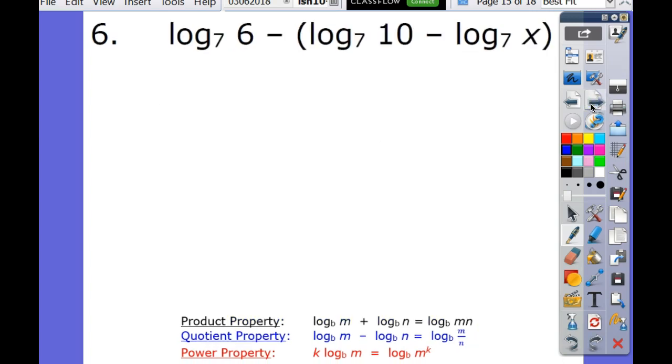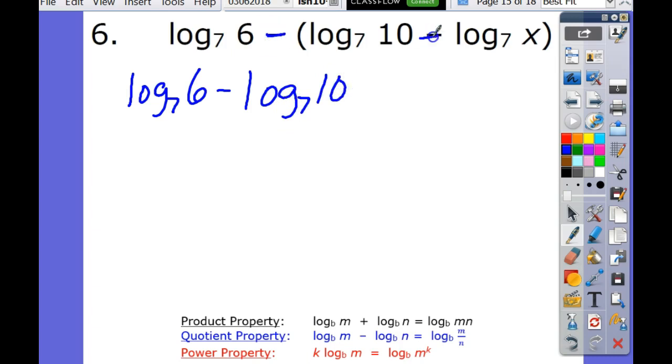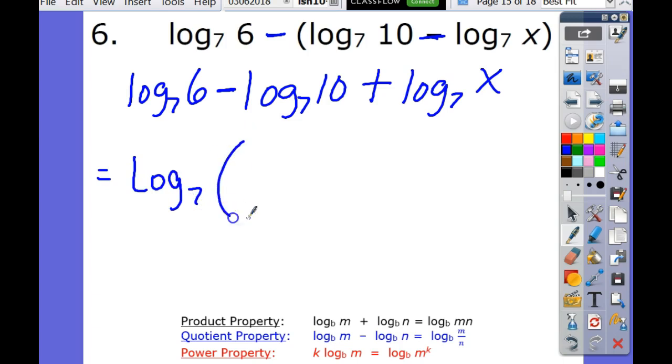Again, I think it's easier to solve this if you distribute. Negative times negative makes this one a positive. There's a negative sign in here, so there's going to be a quotient. The 6 is going to be on top. This has a negative sign, so the 10 is on bottom. This has a positive sign, so the x is on top.